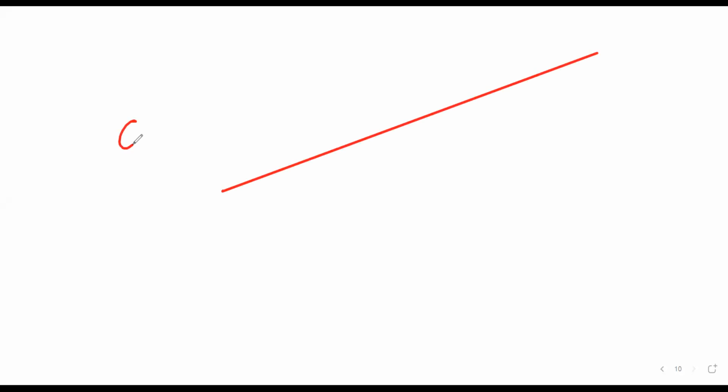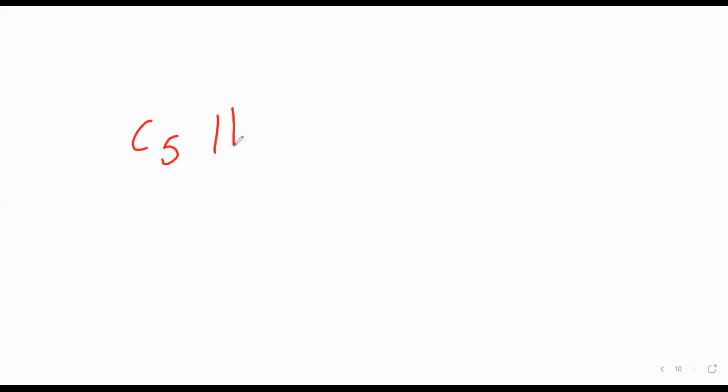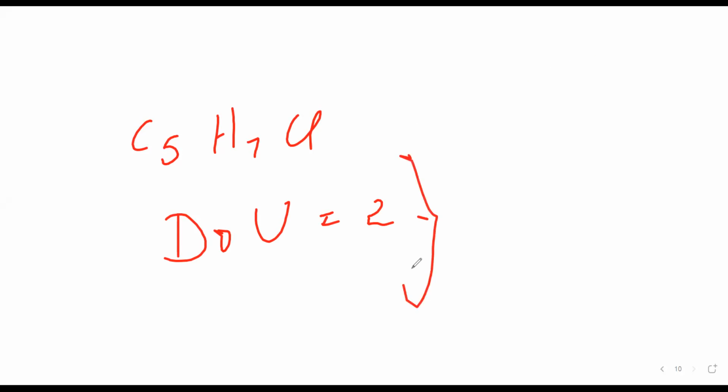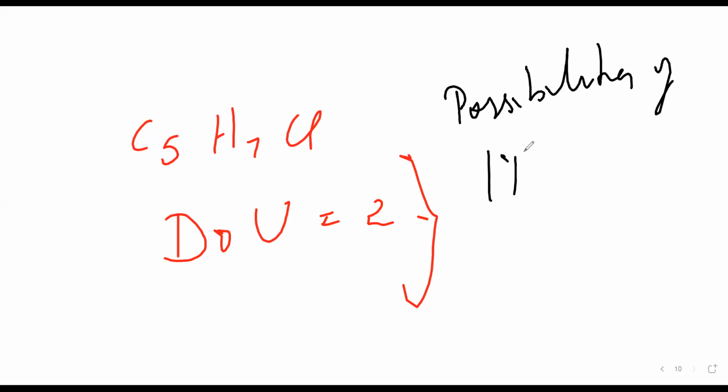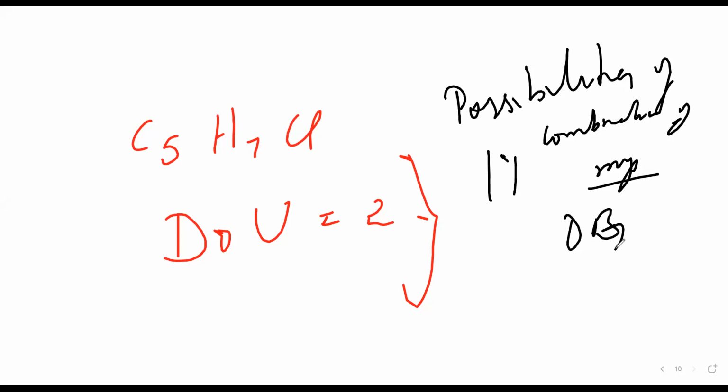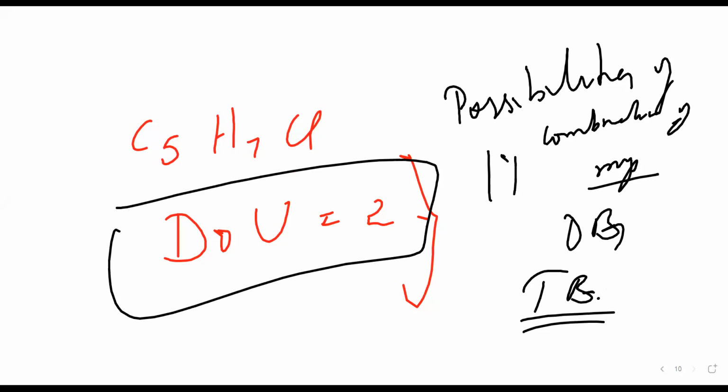Let's take this question where we got C5H7Cl. So in this question we got the degree of unsaturation as 2. I want everyone to send me a pic on my WhatsApp on what the possibilities of unsaturation are, how many rings can be there, and what the possible combinations of rings, double bonds and triple bonds are.